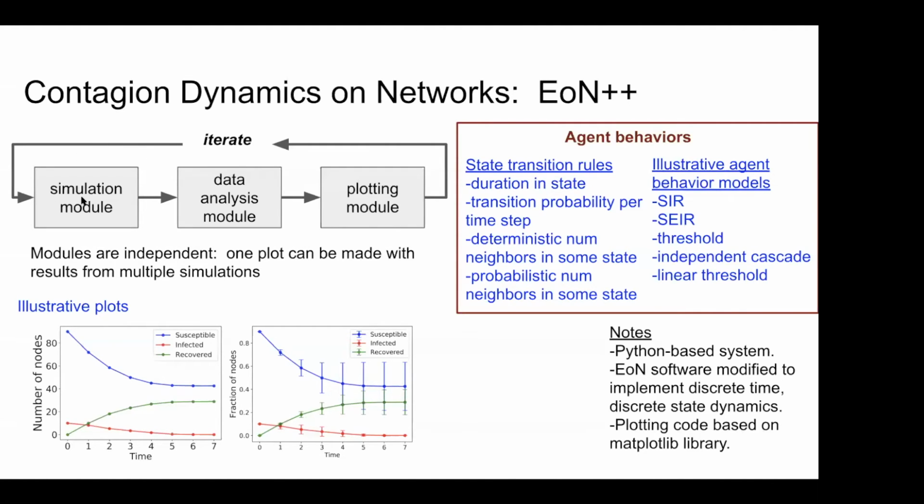We've put together a small system here where the simulation model consists of the EON code that we modified. Then we have a data analysis code that takes the simulation output and puts it in forms for plotting. And then we have a plotting module where the users can generate publication quality plots. A couple of examples are shown down here in the lower left.